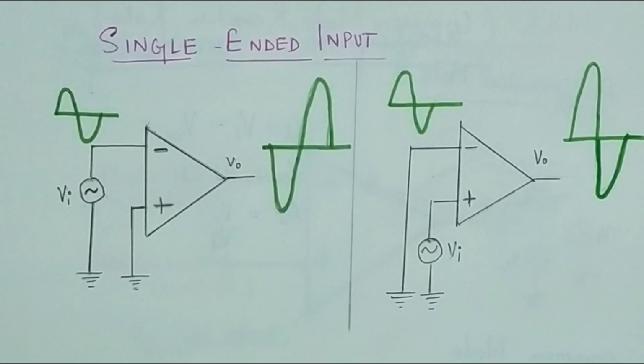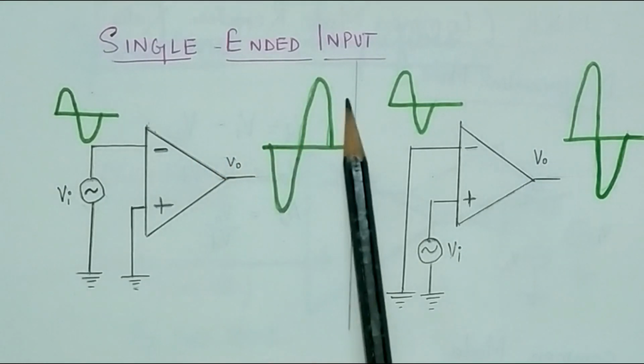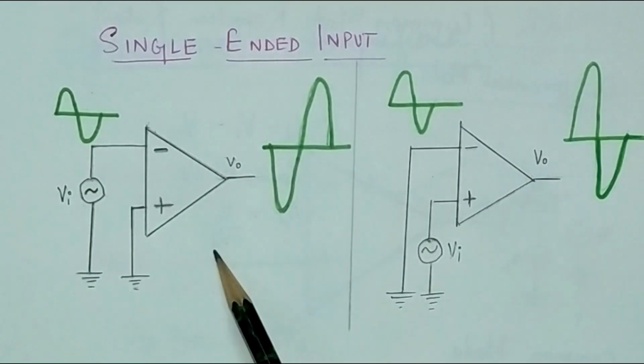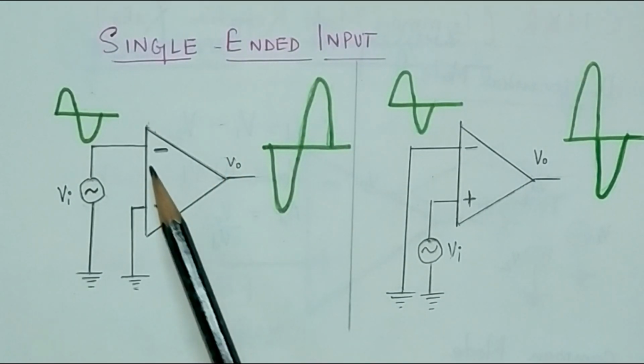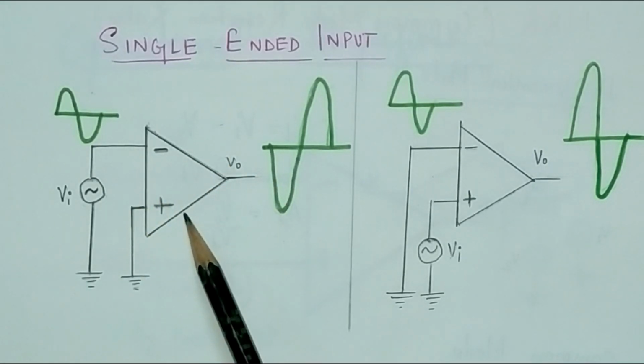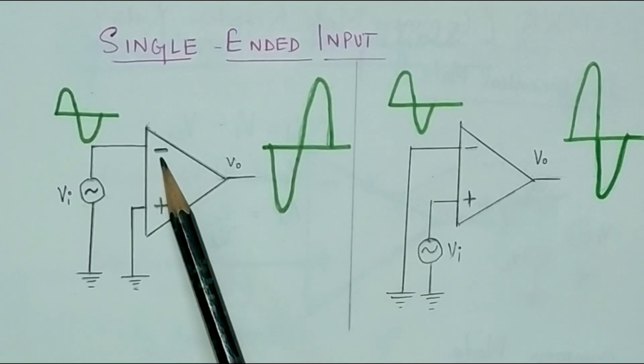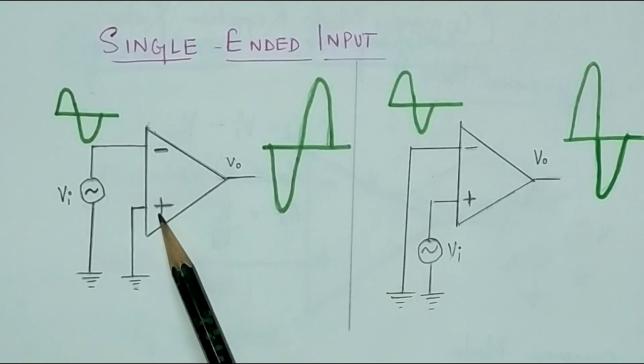Now let us see in how many ways we can give input signal to the OPAMP. In two ways we can give: one is called single-ended input and the other is double-ended input. First let us see what a single-ended input is. In this diagram you see that this is my negative and this is my positive, meaning this is my inverting terminal and this is my non-inverting terminal.